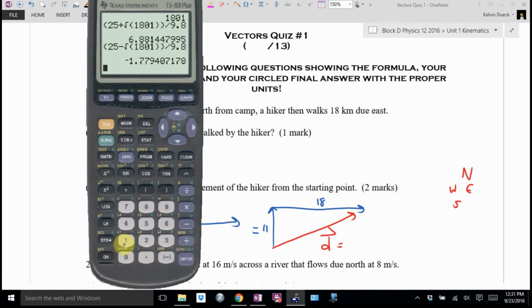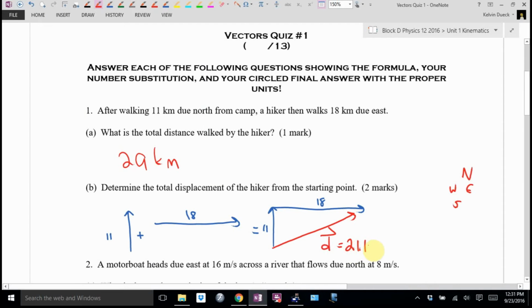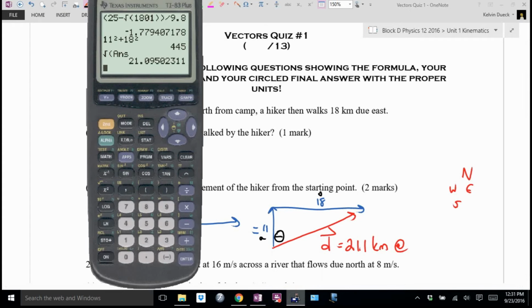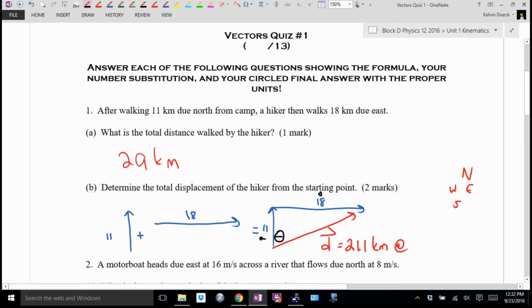If I do the Pythagoras real quick, it's going to be the square root of 11 squared plus 18 squared, 21.1 kilometers. That gets you 1 mark. Now I need a direction. Theta goes there. Opposite, adjacent. It's going to be shift tan. You know what? I'll call it 59 degrees. You could go 58.6. I'm going to go 59 degrees.